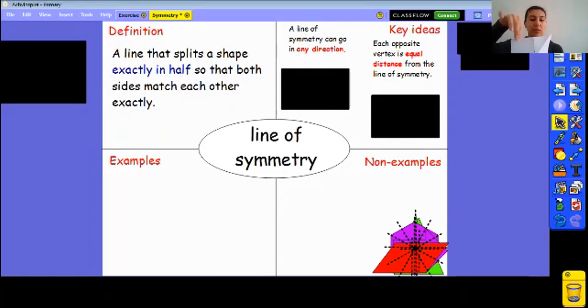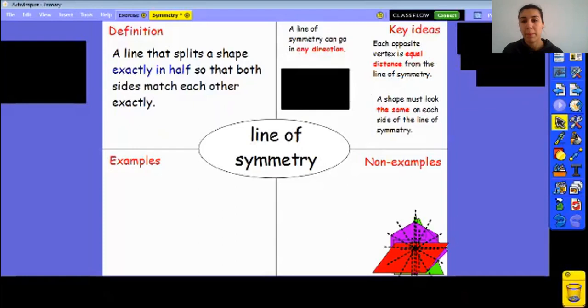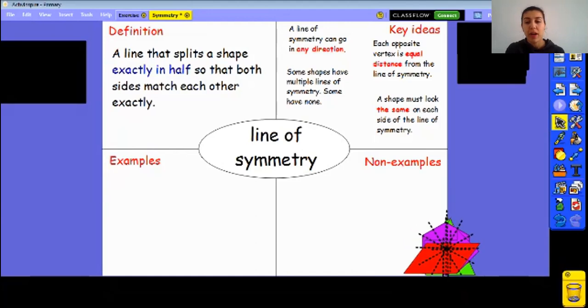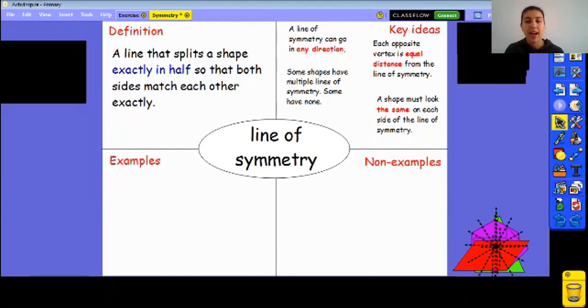The opposite corners from each other in the mirror line have to be the same distance from that line of symmetry. A shape must look the same on each side of the line of symmetry. They must look exactly the same. And some shapes, like the lady said in the video, have many, many lines of symmetry, but some shapes don't have any at all. And some might just have one. So what we're going to do now is we're going to go through some shapes that I've got here, and we're going to decide whether that is an example of a line of symmetry or a non-example.